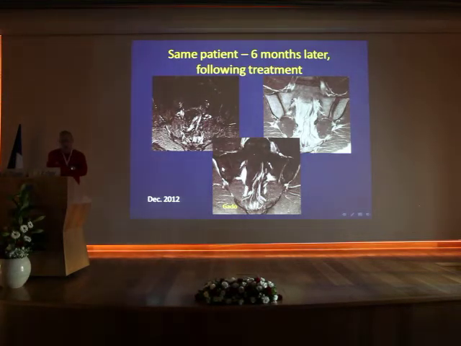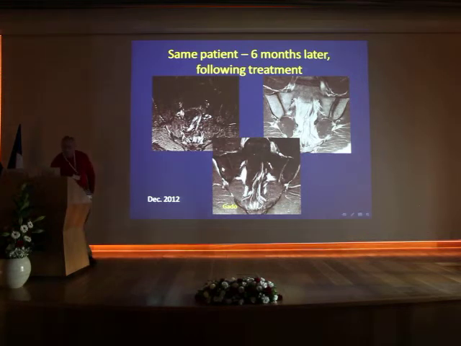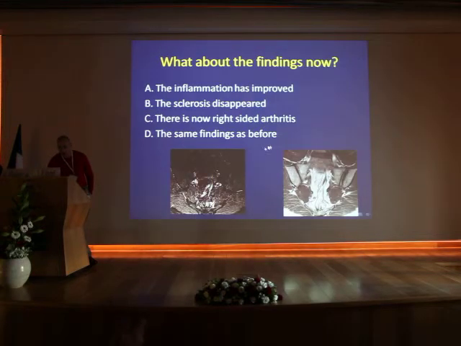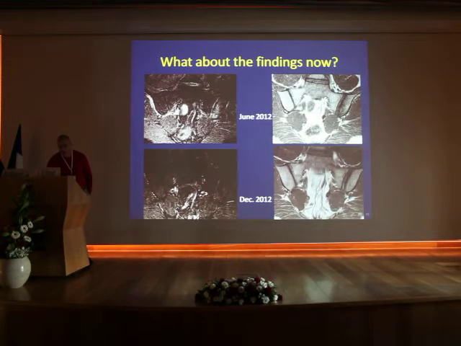So this is the same patient 6 months later after he got treatment. What do we see here? You can see that there is much less edema, much less enhancement, still some erosions here. The joint looks as if it is a little wider perhaps, but there is much less edema and enhancement after gadolinium. So here we can see what is the correct answer for this. The inflammation has improved, the sclerosis disappeared, there is now right-sided arthritis, the same findings as before. I think it's A. As we said, those are the first findings 6 months later.